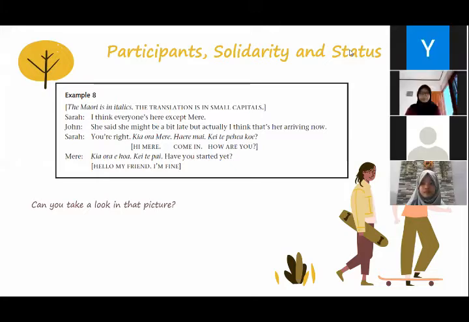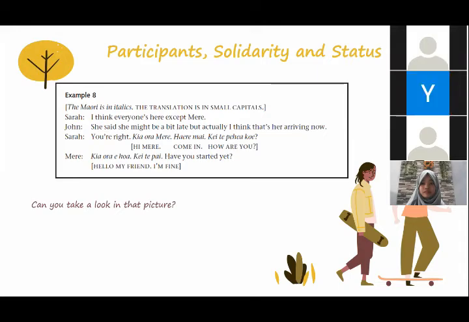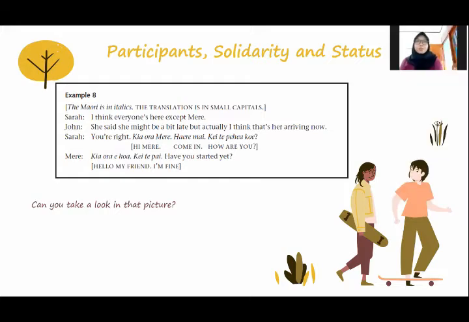The next material is about code switching and code mixing, participants, solidarity, and status. People sometimes switch code within a domain or social situation. When there is some obvious change in the situation, such as the arrival of a new person, it's easy to explain the switch. Let me read the example text first.